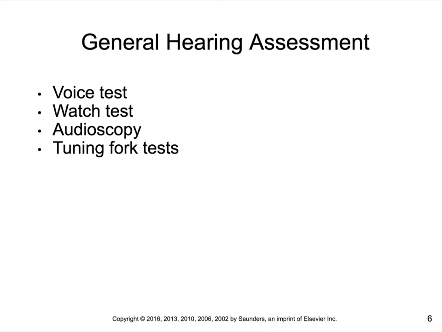Audioscope is a test that involves the use of a handheld device to generate tones at various intensities and determine whether the patient can hear them or not. Tuning fork tests for hearing are the Weber and the Rinne test. These tests are useful in distinguishing between a conductive and a sensorineural hearing loss. And we'll talk about those specific hearing losses in the next few slides.